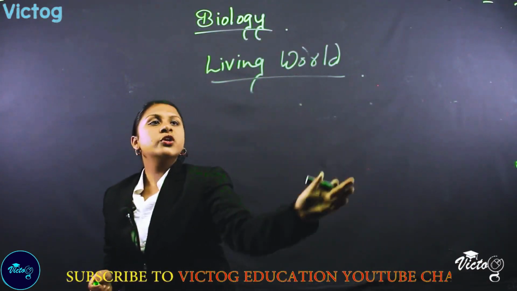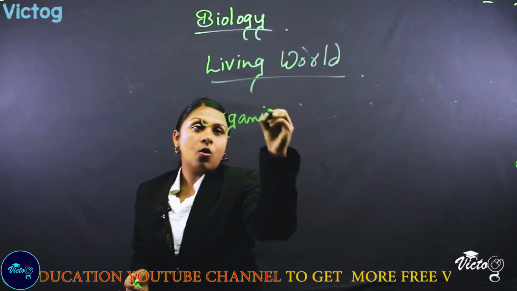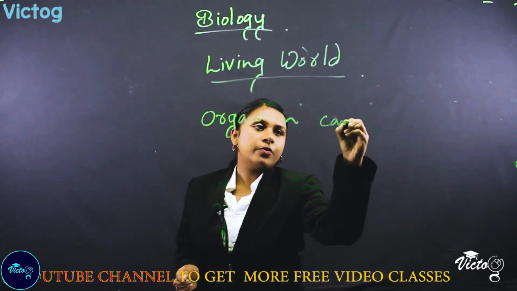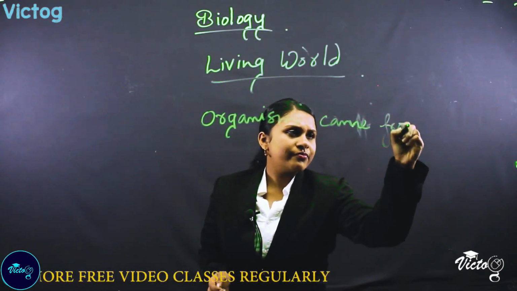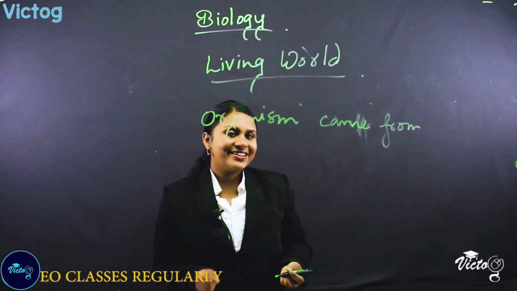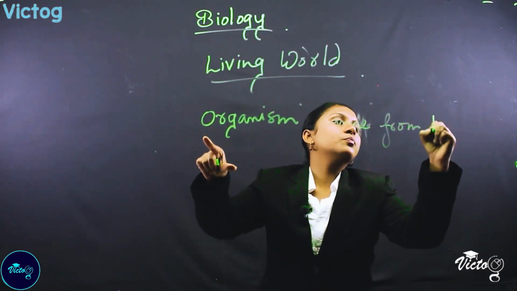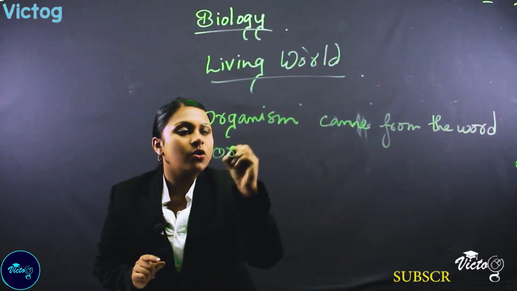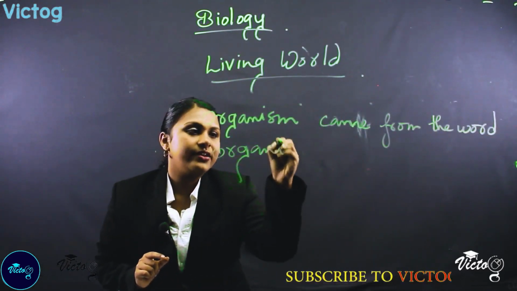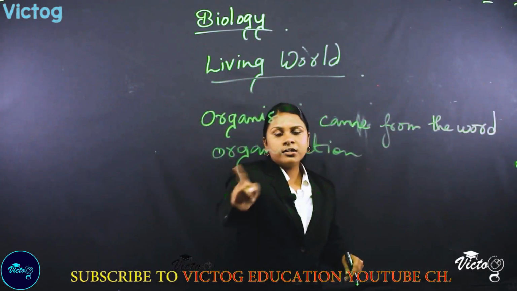Now, do you know that the word organism came from which word? Which characteristic are we referring to? I told you about it. It is about organization. So the word organism came from the word organization.